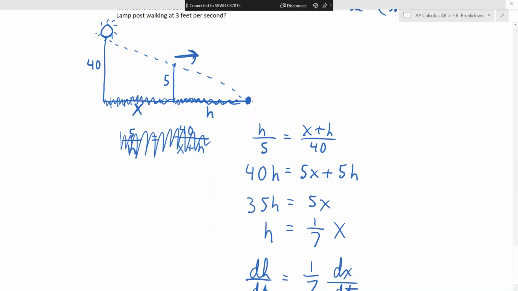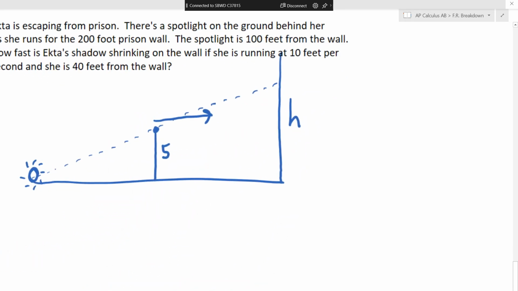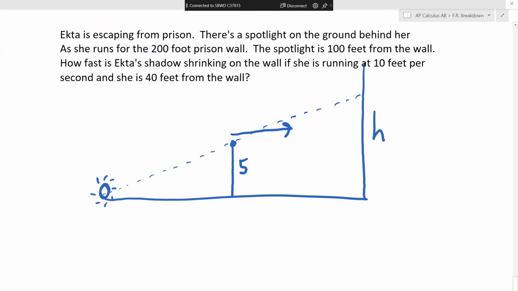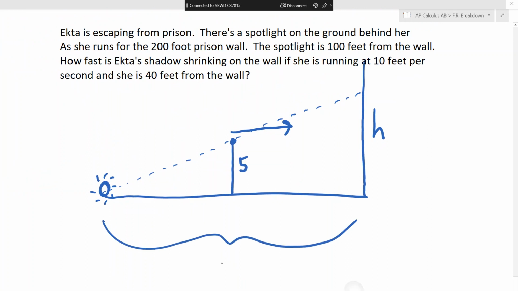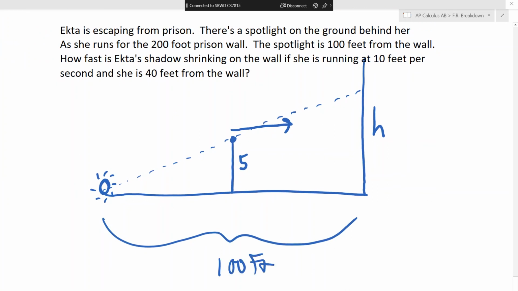You with me? If the lamp is on the ground, where did I put it? Right there. That distance right now, like I said in my amazing question, that's 100 feet. That's not changing. The bottom of it's not changing. But the height of it is. The shadow is changing on the wall. Everybody good? So, if I were you, I would call the side next to the lamp X.